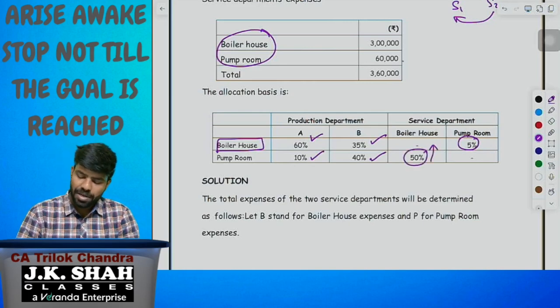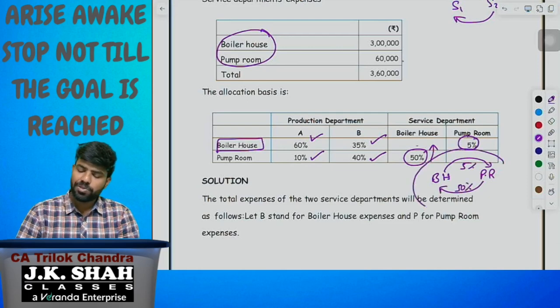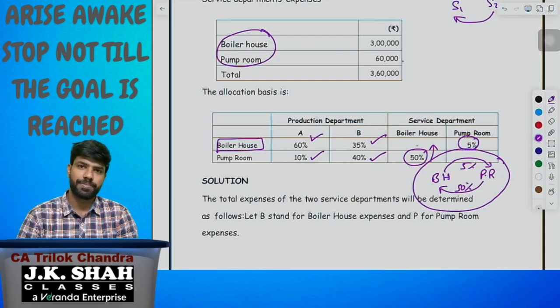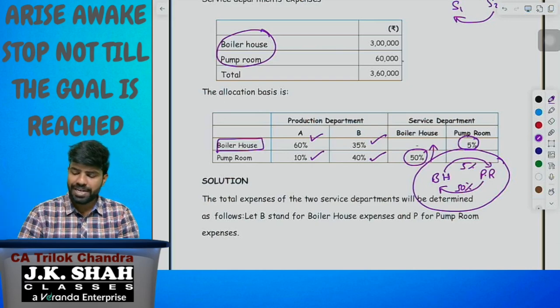Now let me write that. There are two service departments, boiler house and pump room. Boiler house is providing service 5%, whereas pump room is providing service 50%. In examination also, you write like this to avoid confusion while forming the equations. Are you understanding? So write this chart. It is so helpful. Okay.